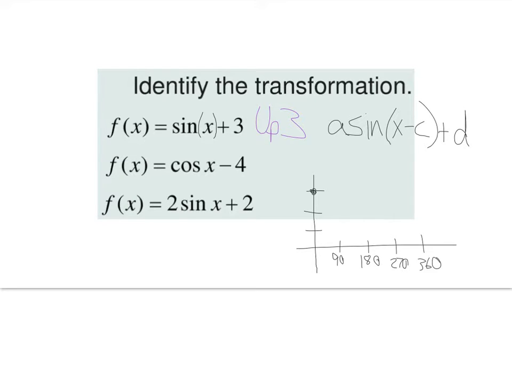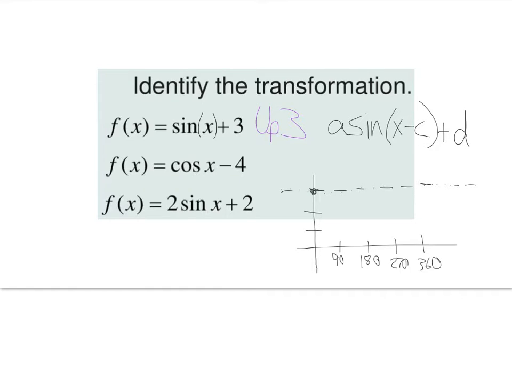Now, let me just give you a tip here. One thing that'll make it easier for you to sketch is if you shift it up or down, I like to put a little dotted line across here. Okay? Because that'll show me what the middle is. The middle isn't going to be the x-axis anymore. The middle is going to be that line y equals 3. So, what's the amplitude for this one? 1. It's still just 1. There's nothing multiplied outside of the sine, so it's still just 1.